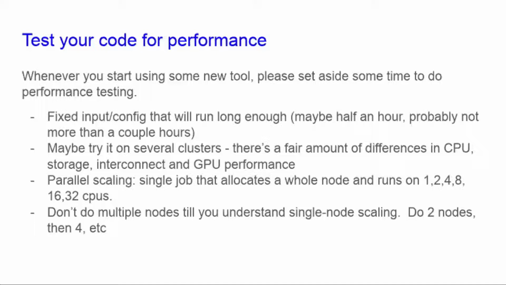So the way to do this is really quite simple. You should probably start with a whole node, but within that whole node, your job script should run your program with 1 core, and then 2 cores, and then 4, 8, etc. The advantage of this is that you're getting the same resource, so you're comparing performance on the same resource. It's sort of an idealized scaling. And you can do the same thing across multiple nodes as well. But don't do that until you understand the single node scaling.